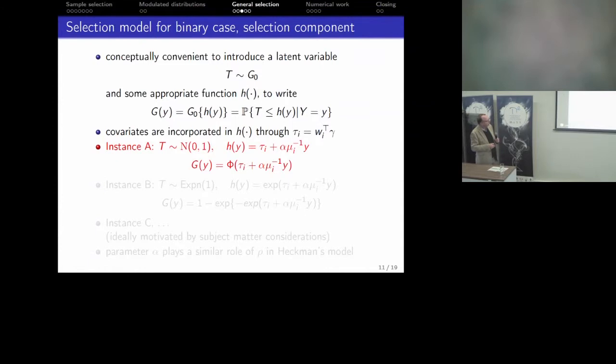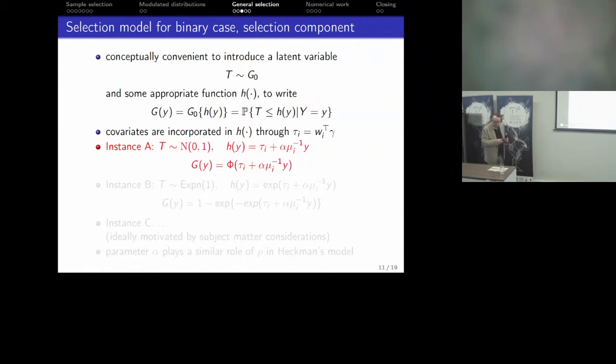In one instance, capital T is standard normal, and H is this form of linear predictor, which incorporates the covariates here, plus a function of y and this extra parameter alpha. So the combined expression is this. What is alpha? First of all, why do we have the reciprocal of mu here? It's not essential. It's only a way of standardizing, since this is the effective value of y, so we are only standardizing.